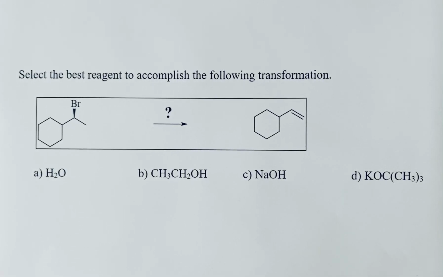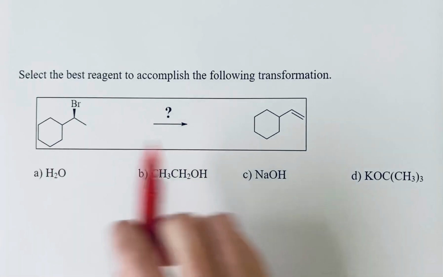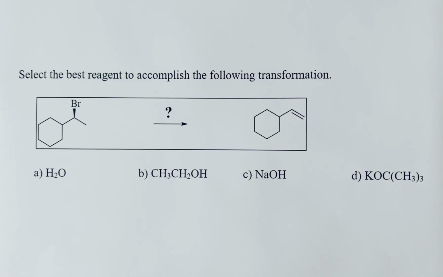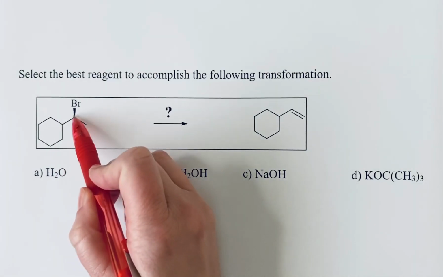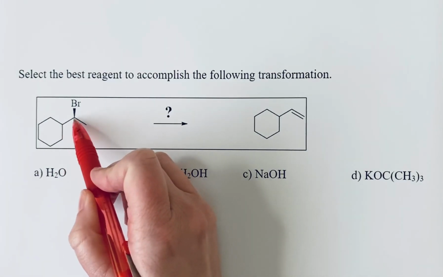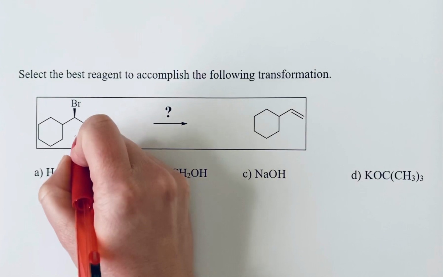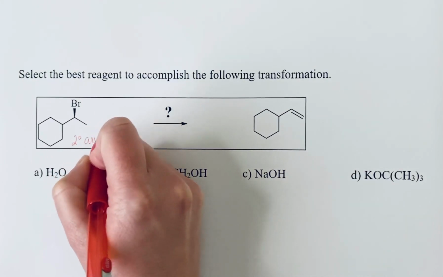Select the best reagent to accomplish the following transformation. So we want to look and see what is our starting material and what is our product and determine what sort of reaction we are looking at. If we look at our starting material, we have an alkyl halide, bonded to 2 carbon atoms on that carbon that has a halogen. So this is a secondary alkyl halide.